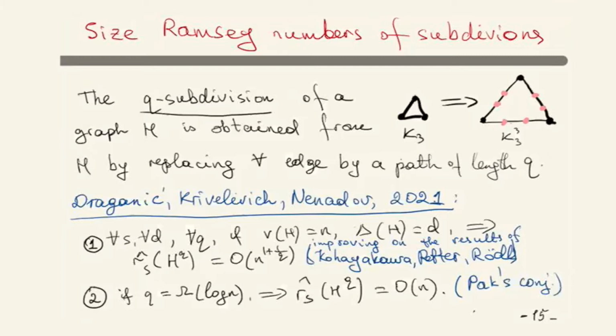And what they also showed is that if you take long subdivisions, so if you subdivide the edges of such a graph H some constant times log n many times, then you can show that the Q subdivision of the graph H has a linear size Ramsey number. And this actually confirmed Pak's conjecture. Pak worked on this and proved some bounds, and then he conjectured that this must be the correct bound.